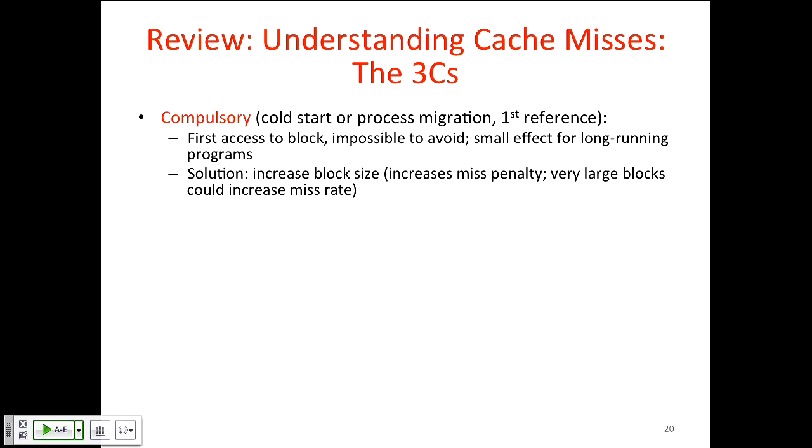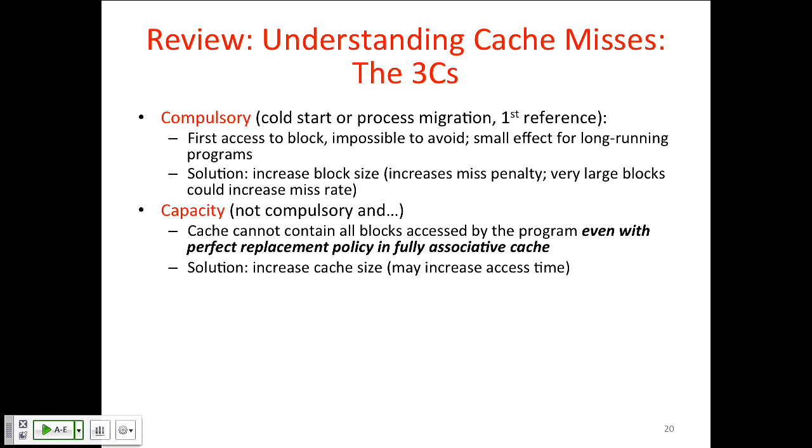But remember, this is all about misses that occurred. Why did they occur? If you got a miss to an address that you hadn't seen before, that's a cold start miss, or a compulsory miss. You hadn't seen that address before, that's why you got that miss. So that's a compulsory miss.